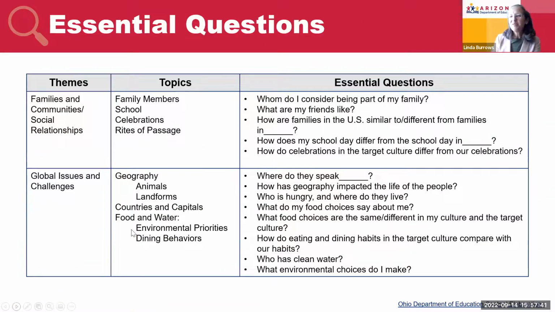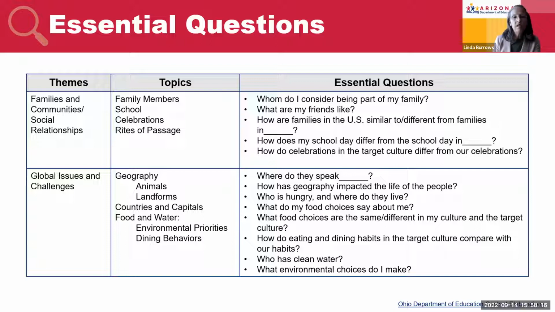Here we go. Taking two themes that we've got here, families and communities, our family members, right now we want to really develop essential questions. These are the questions that are going to guide your students as they acquire the target language at that particular proficiency level. When you're developing essential questions, after you've got your themes and topics, you really don't need many, 3 to 5, maybe 7 at the most, right?